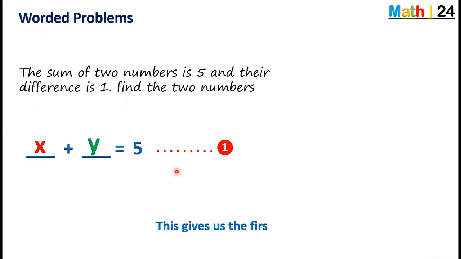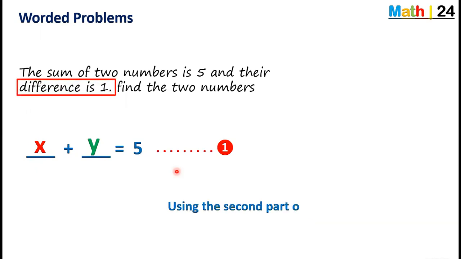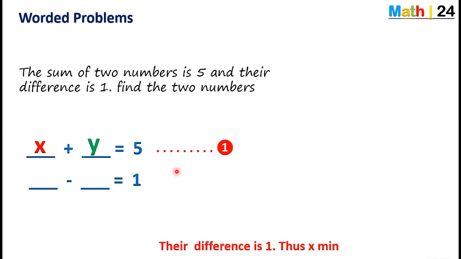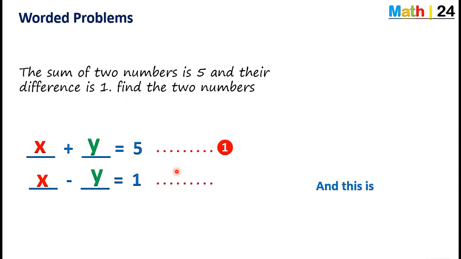We now use the second part of the equation after we obtain our equation 1. The second one is saying that their difference means subtraction. The first number I called was x, so I'm going to say x minus y. So the difference is 1. So x minus y is equal to 1, and this gives us equation 2. So these are the two equations, and from here you can now solve to find these two numbers using elimination.